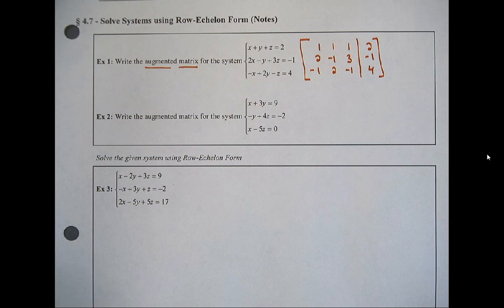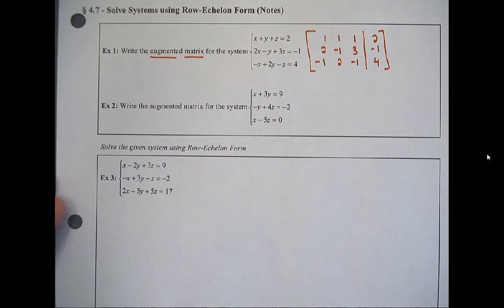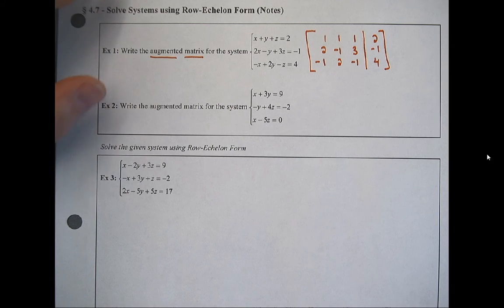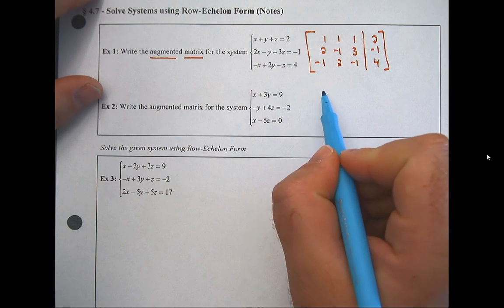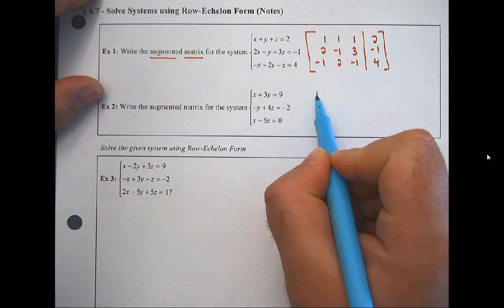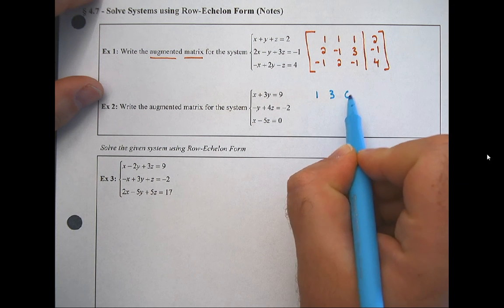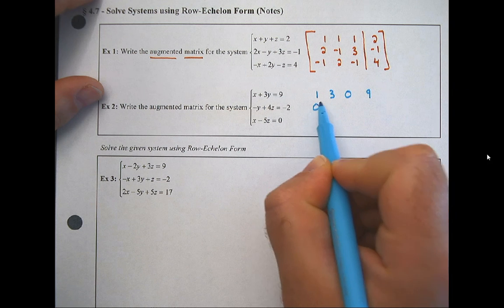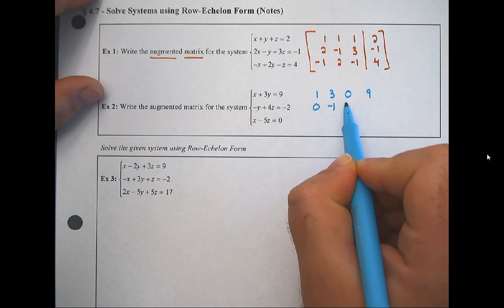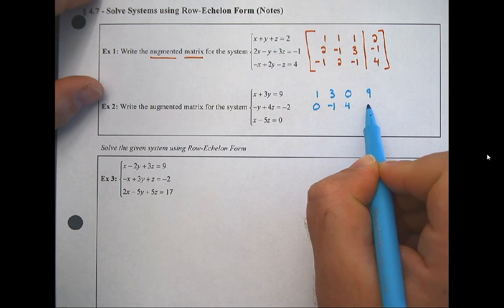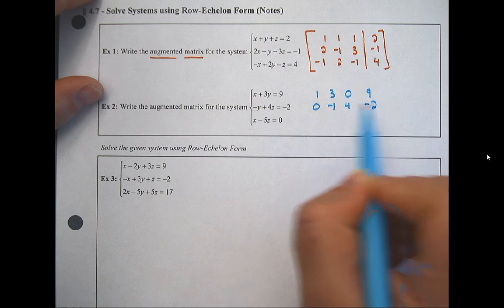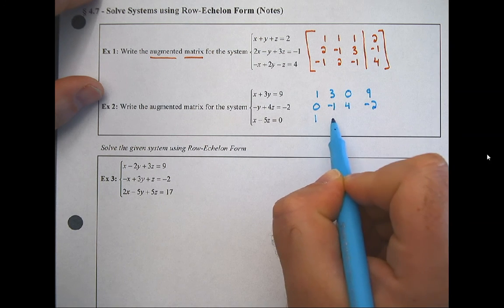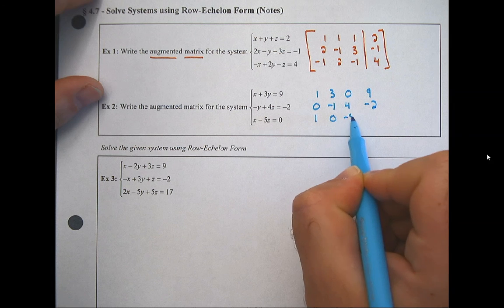So let's have you try to write an augmented matrix for the second system. Hopefully you notice that you were missing some stuff. So it would be 1, 3, 0, 9, because that didn't have a z term. This doesn't have an x. It does have a y. It does have a z. And it has an x. It doesn't have a y, and it does have a z.